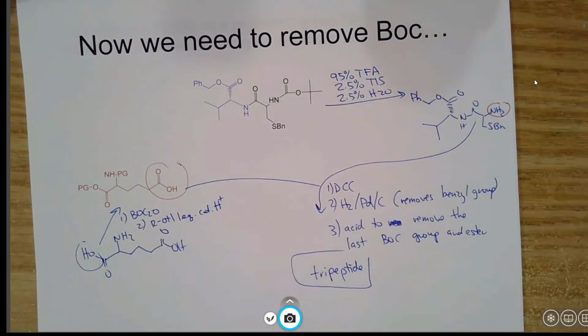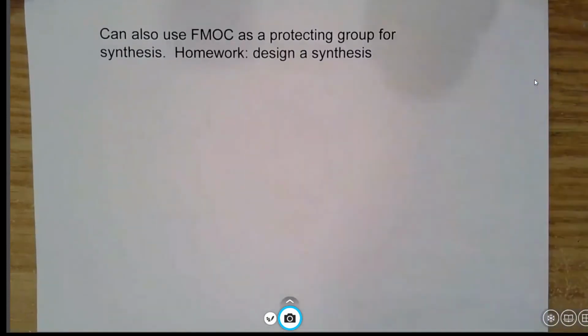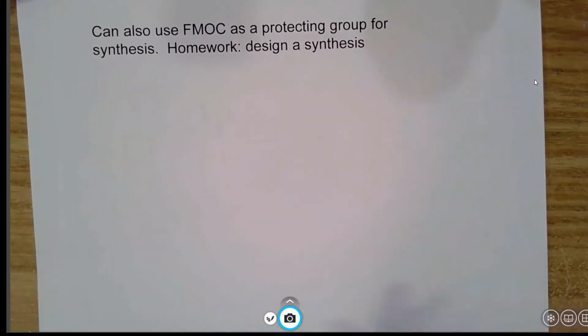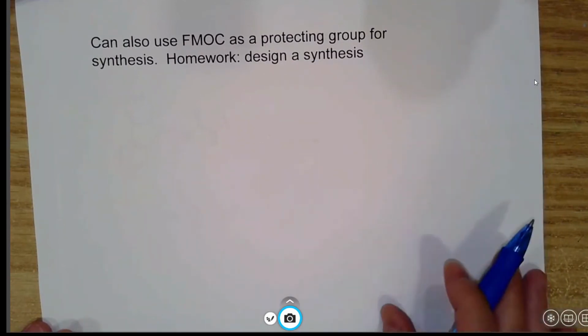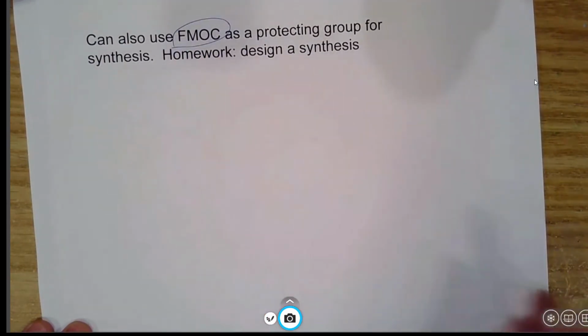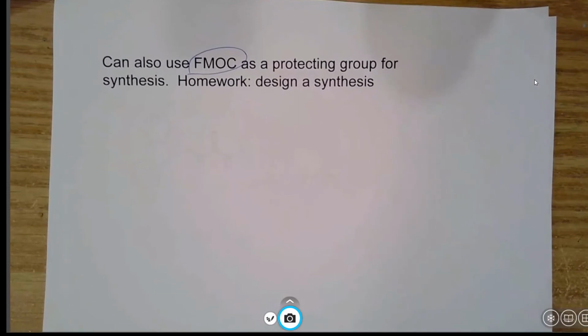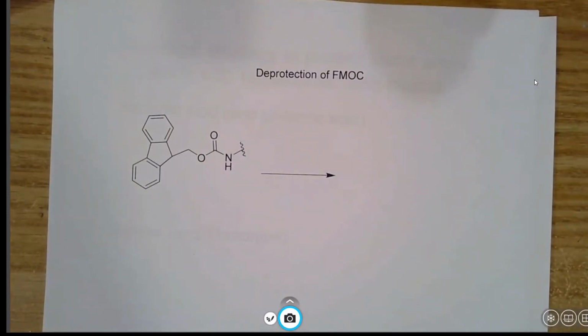All right, so the other thing you can do too is you can use Fmoc as a protecting group for synthesis. So we use Boc in that case. So what I'd like you to try on your own is to use Fmoc as a protecting group and think of the reagents and things you would need to do that. Okay.